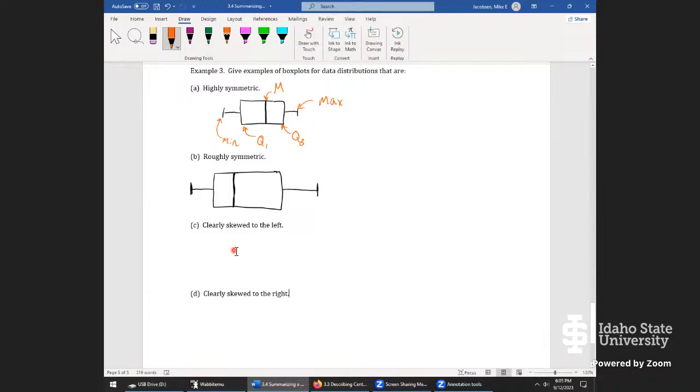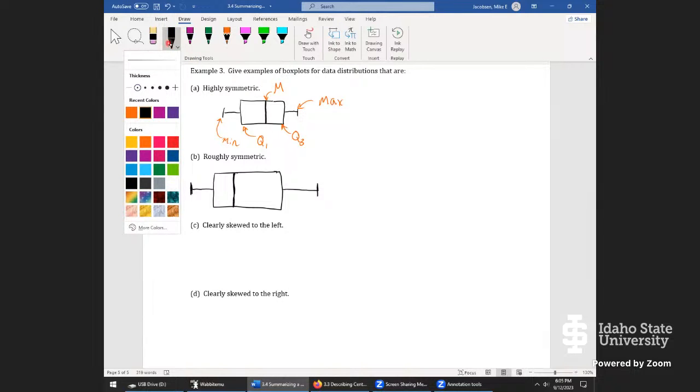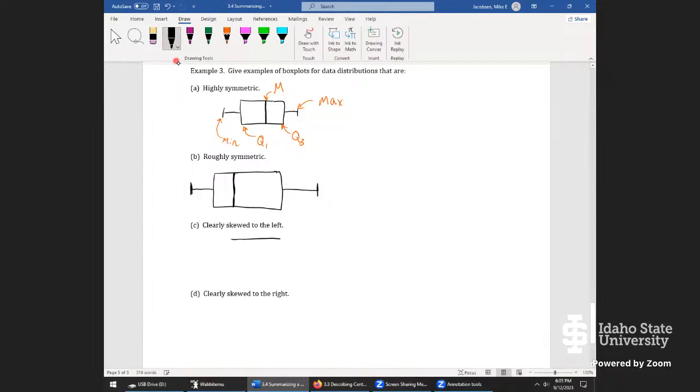Well, now let's take a look at clearly skew to the left. And this is tricky. It's not hard to make it clearly skewed. If you want to make it clearly skewed in a particular direction, to me, that is a little bit tricky. So I'll leave it up to the class. If we want it skewed to the left, should the median bar be closer to this edge or to the other edge on the right?